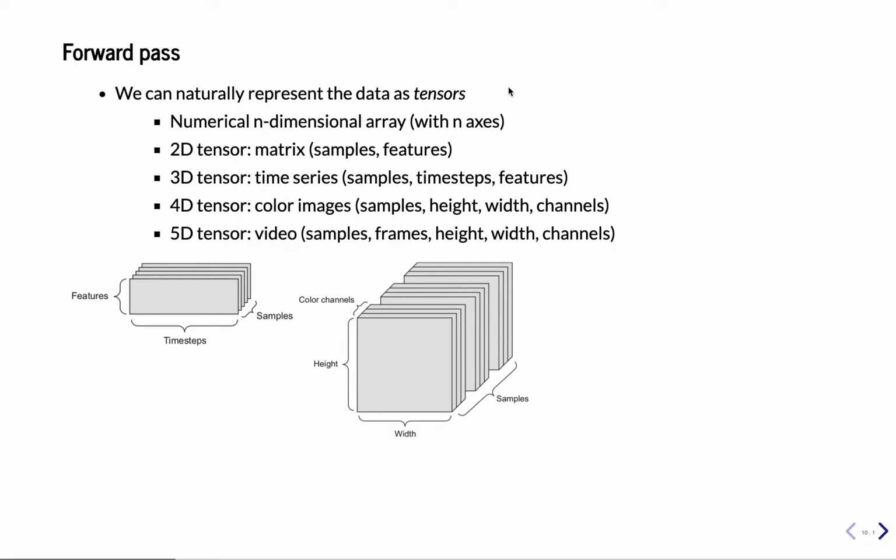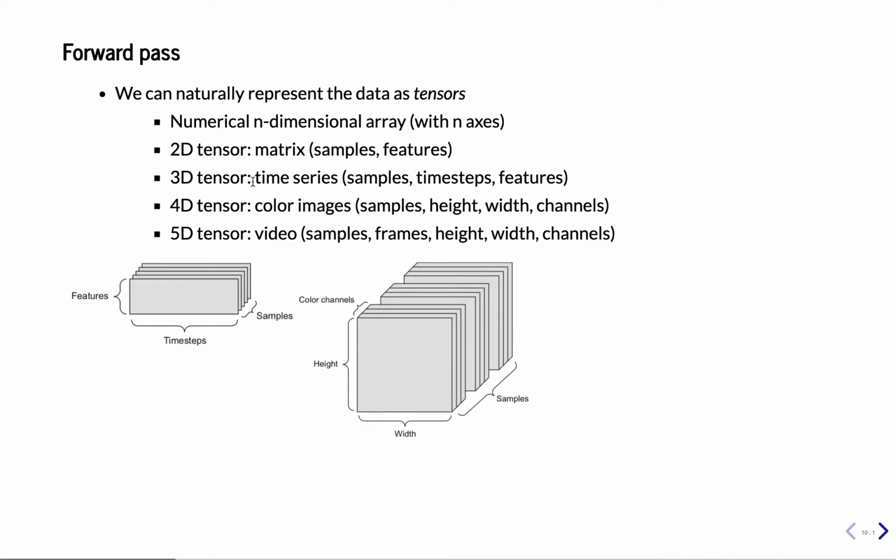The forward pass is done efficiently using tensor operations. So a tensor, we've touched upon it before, is basically just an n-dimensional array. So it has a number of samples, and depending on your data, it can have multiple other dimensions. So if it's just a table-shaped data set, then we'll just have a 2D tensor. It will just have samples and features.